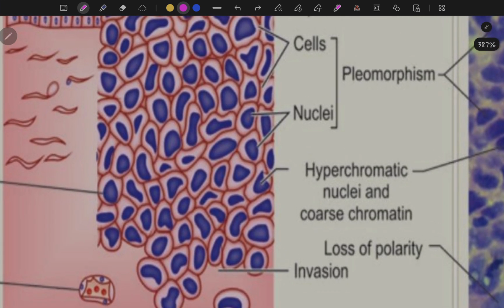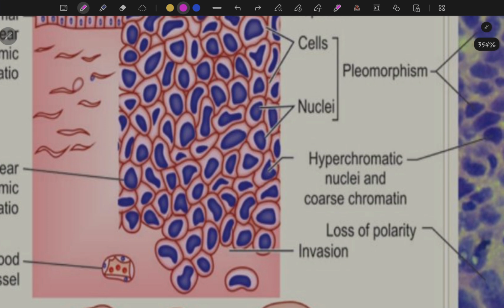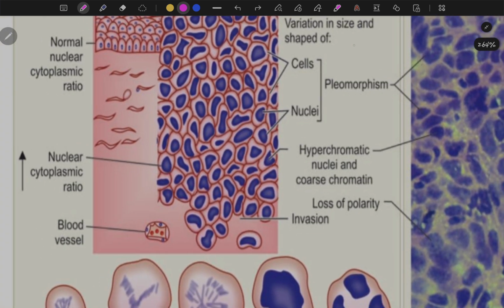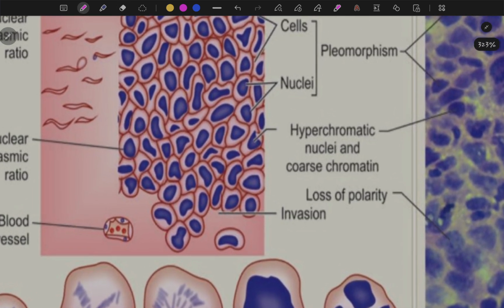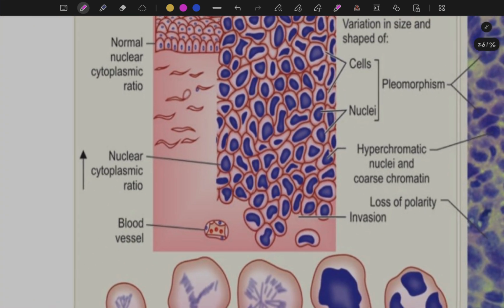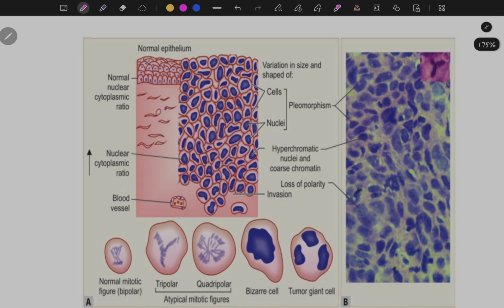There is loss of polarity, meaning there is no particular order in which nuclei or cells are arranged. Some are arranged like this, some are arranged like this. There is no polarity. Then there is increased nuclear cytoplasmic ratio, and also nuclei are hyperchromatic and they have coarse chromatin.